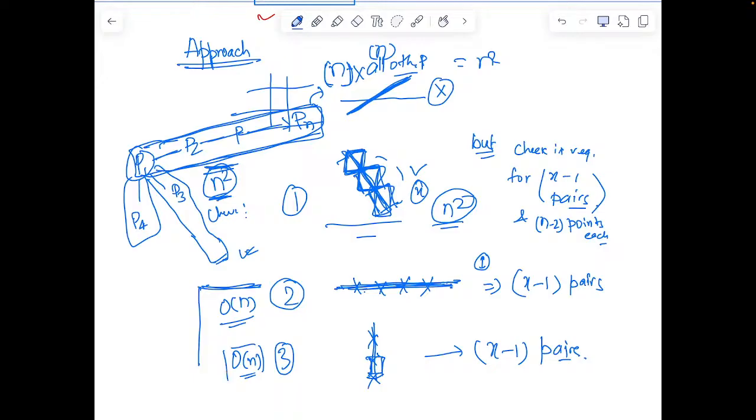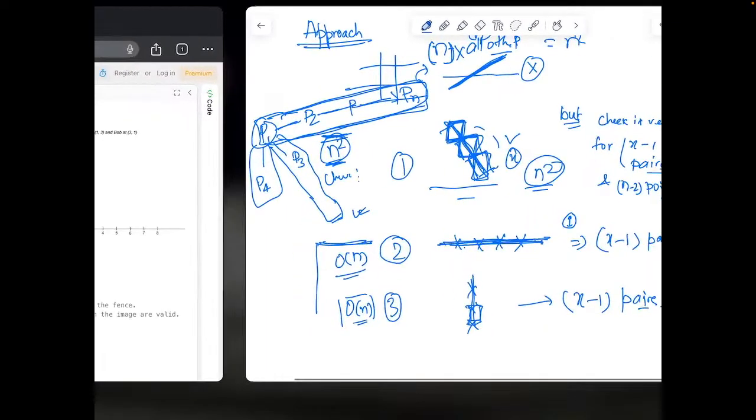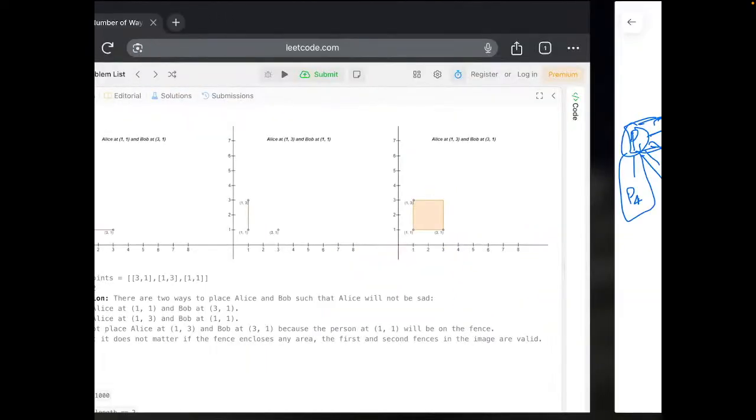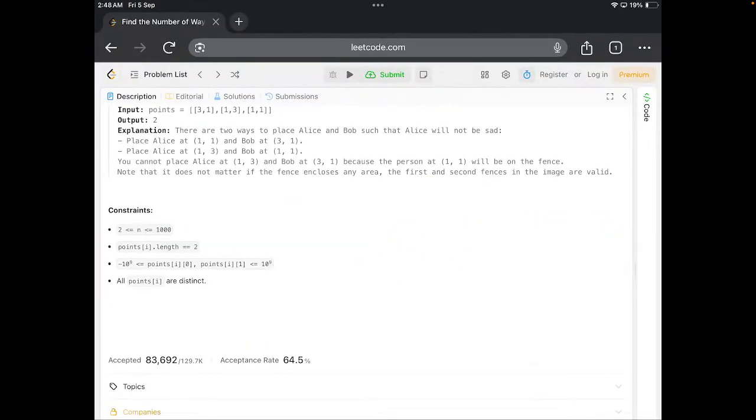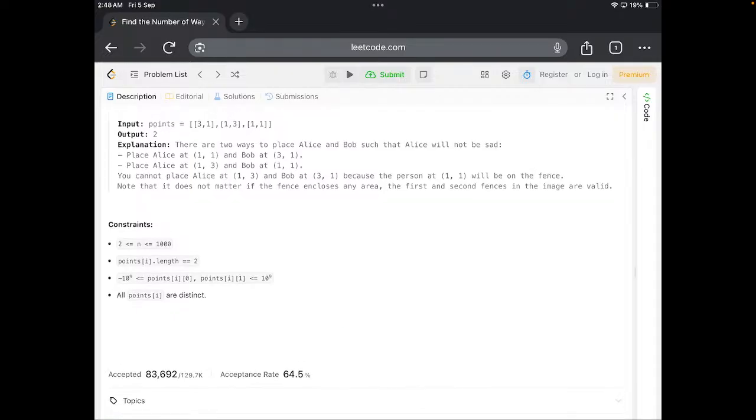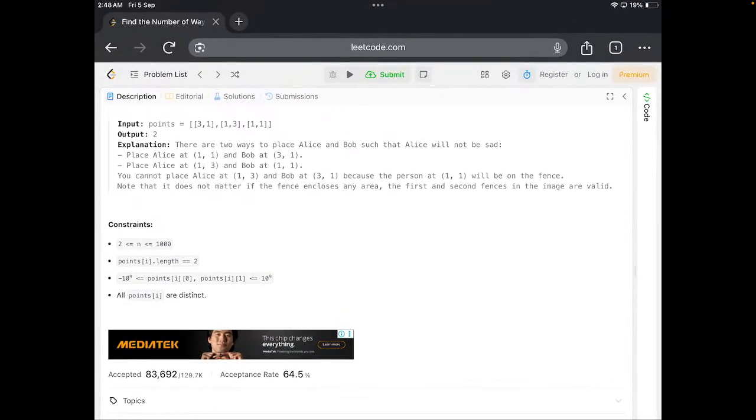Now let's go to time complexity. The complexity which I have come up with is order n square. Now let's see if it fits the problem statement requirements. It fits well because these are the constraints at the moment. And what I can do is this.